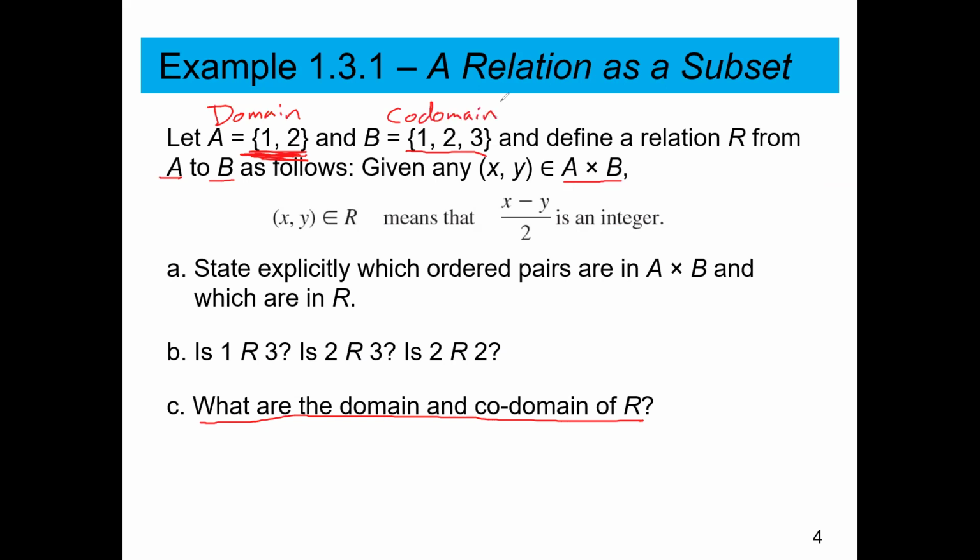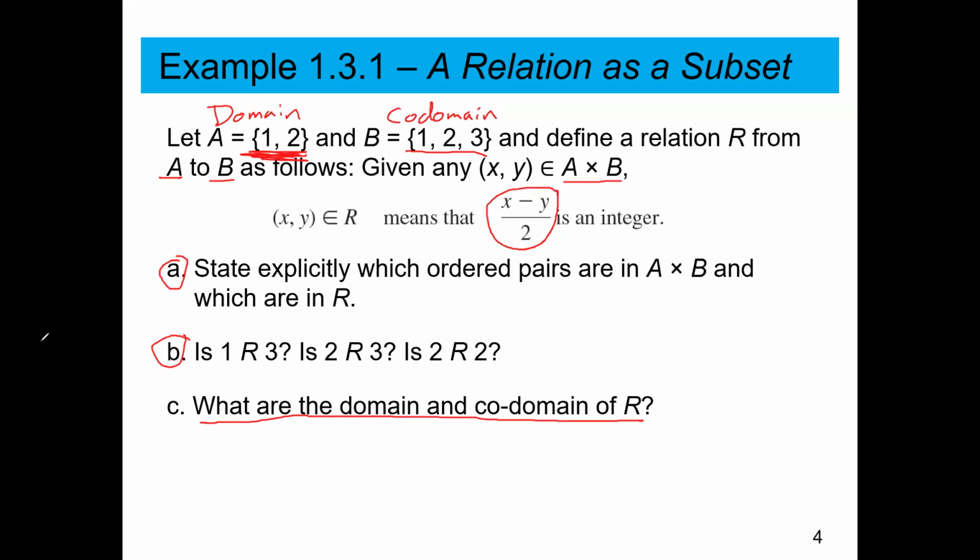Write that in: domain. And the codomain is always this. Now, I want you to think for a second, what are all the ordered pairs? Realize the relationship: X is related to Y if X minus Y divided by 2 is an integer. All right, so can you find the ordered pairs in this? Is 1R3 one of those? Is 2R3 one? And is 2R2 one? All right, go ahead and pause the video and answer questions A and B.